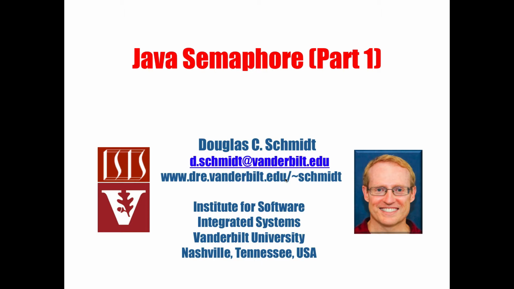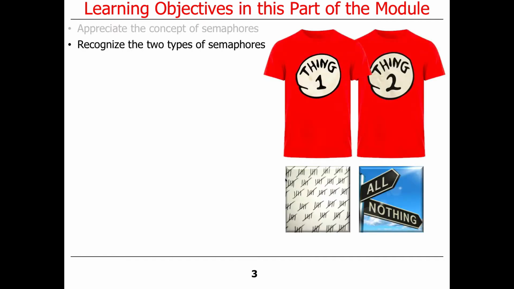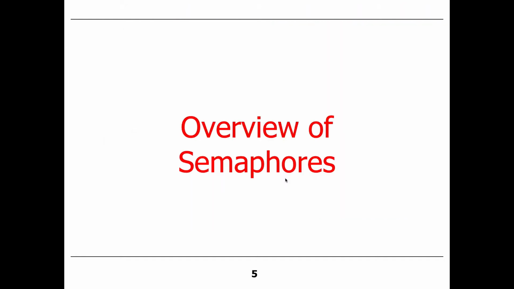the current programming assignment, and that is the concept of semaphores. So this is a multi-part lesson that will give you hopefully all you need to know about what semaphores are and how to use them effectively. So we'll start off by discussing what is a semaphore, kind of conceptually. I'll talk about two common types of semaphores, counting semaphores and binary semaphores. I'll reiterate the human known use of semaphore. You probably remember that from last time. And let's start off with an overview of semaphores.